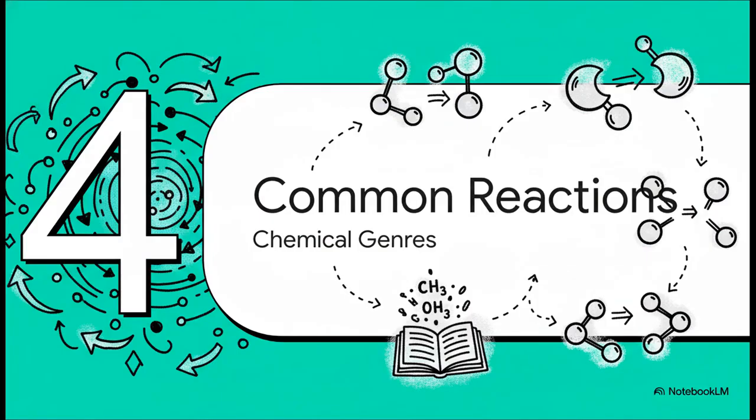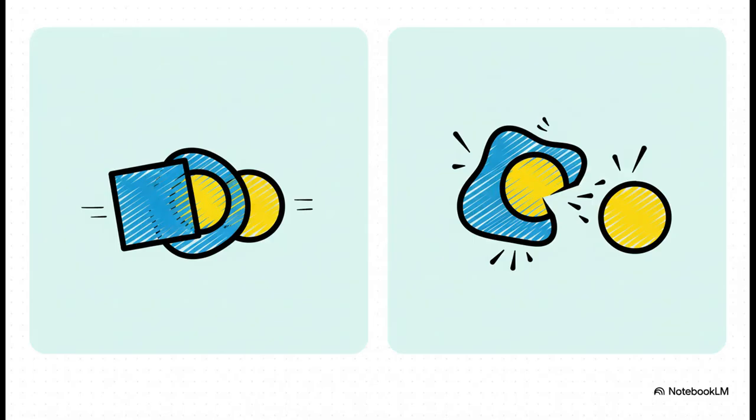Okay, so once you get the hang of balancing equations, you start to see patterns. You start to recognize different types of stories or genres that pop up all the time in chemistry. Let's start with 2 that are basically polar opposites. In a combination reaction, simple things come together to make something more complex. Then you have decomposition, which is the exact reverse. One big thing breaks down into simpler parts. Two sides of the same coin, really.